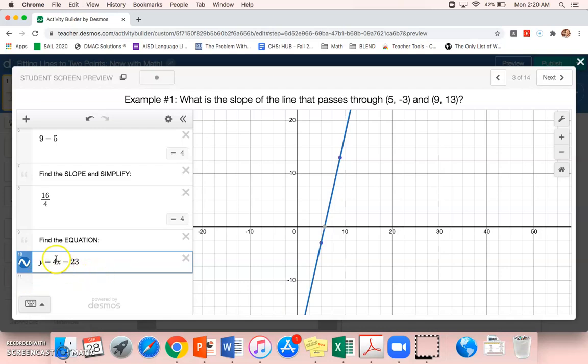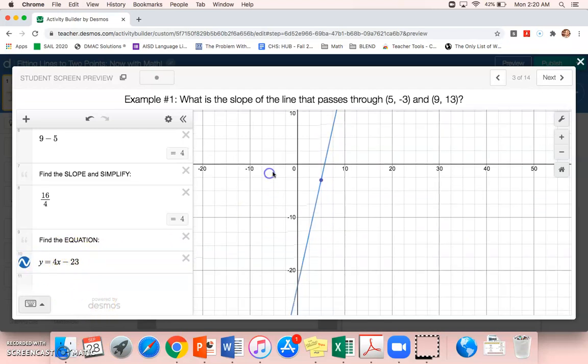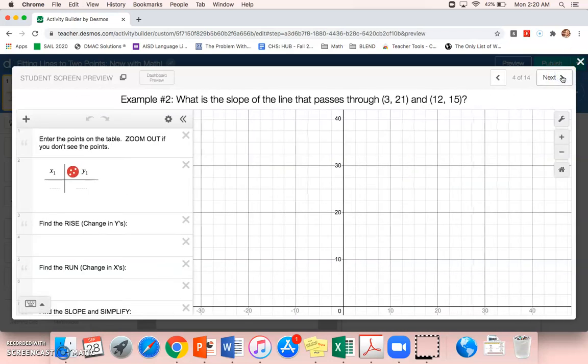So all I did was I found the slope, and then I shifted that line down by changing the y-intercept, right? So now, instead of being at 0, I can click here and see that I'm at 23 negative. Okay, so that's all we're doing today. We're just taking 2 dots, finding the slope, and then shifting it up or down. Let's look at another example.